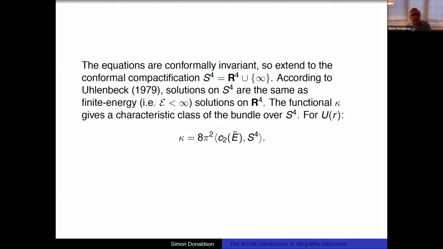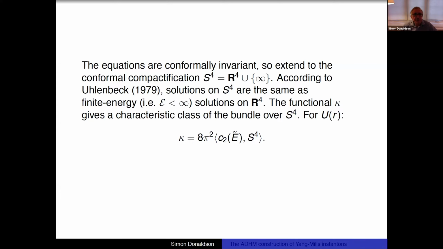So these equations, they are conformally invariant. They actually only use the metric structure on R4 up to a scale. So everything extends to the compactification of R4, given by adding a point at infinity to get the four-sphere. The standard round Riemannian metric on the four-sphere is conformally equivalent to R4.